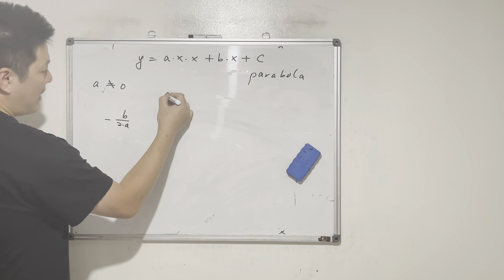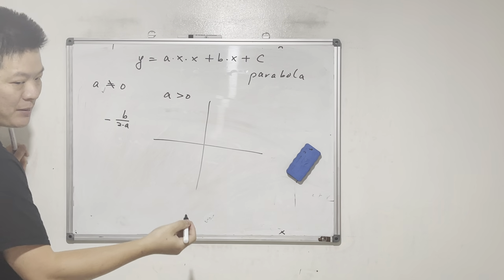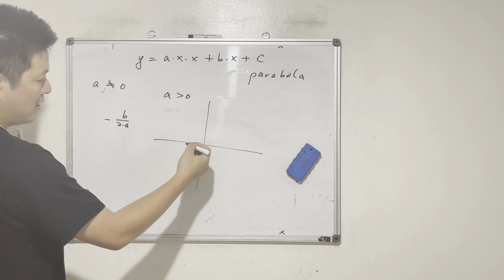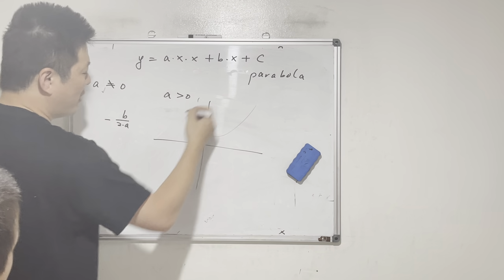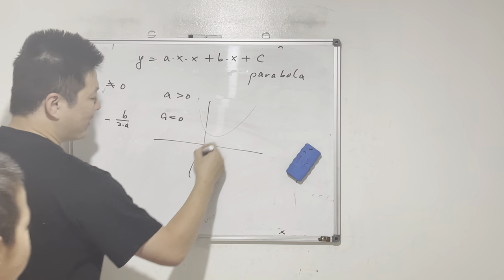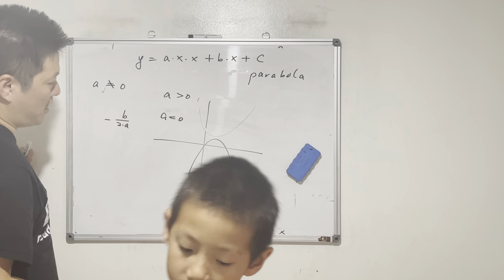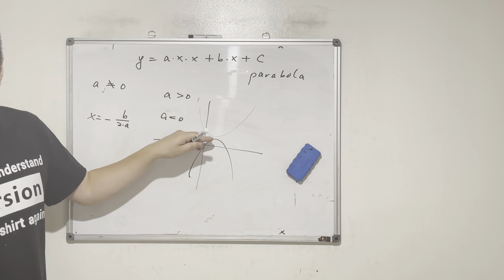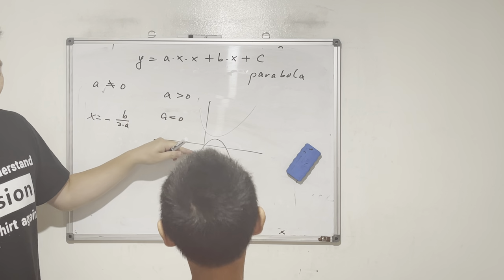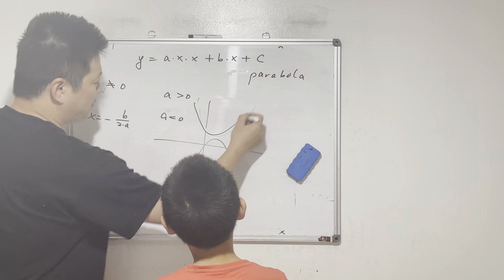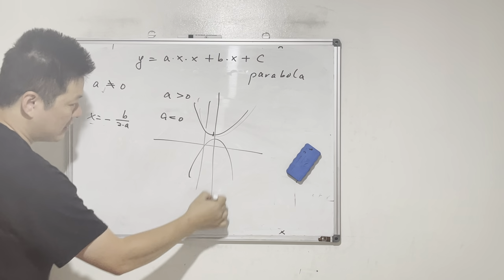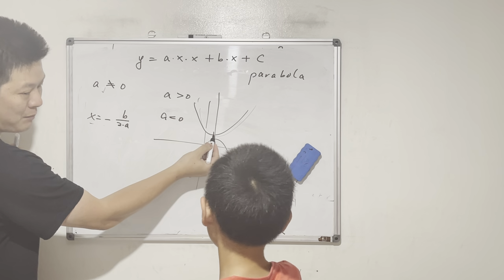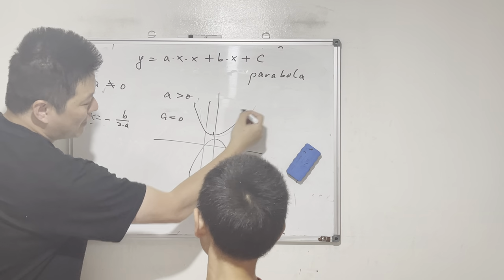And when a is bigger than 0, is the parabola facing up or facing down? Facing up, something like that. When a is smaller than 0, it's the opposite, right? So when a is bigger than 0 and x is at the symmetric axis, does this parabola have a maximum or minimum value? Minimum. All other points are bigger than this. This is the lowest point.